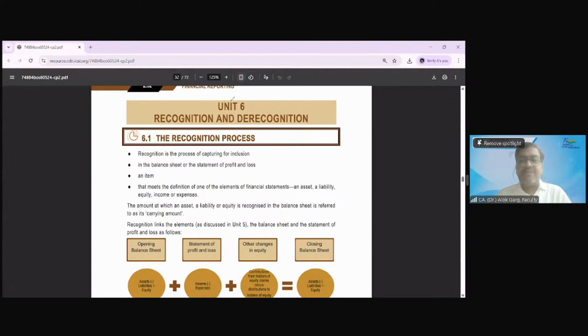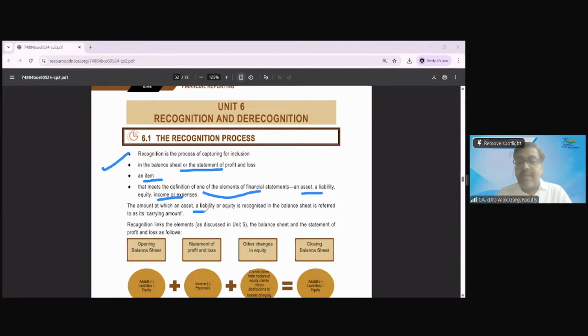Recognition process is the process of capturing for inclusion in the balance sheet or the statement of profit and loss an item which meets the definition of one of the elements of the financial statements, like asset, liability, equity, income or expenses. So capturing in the balance sheet or in the P&L what? The element of the financial statement.